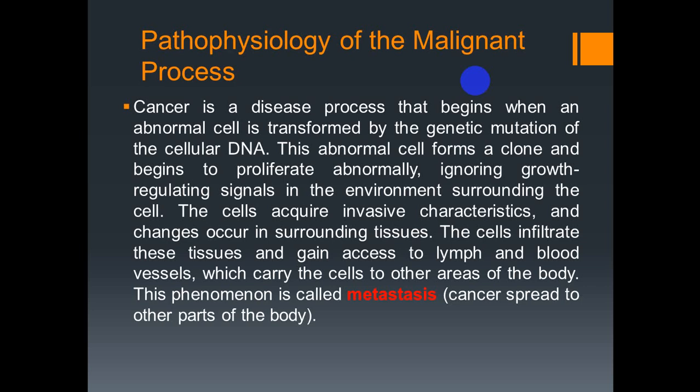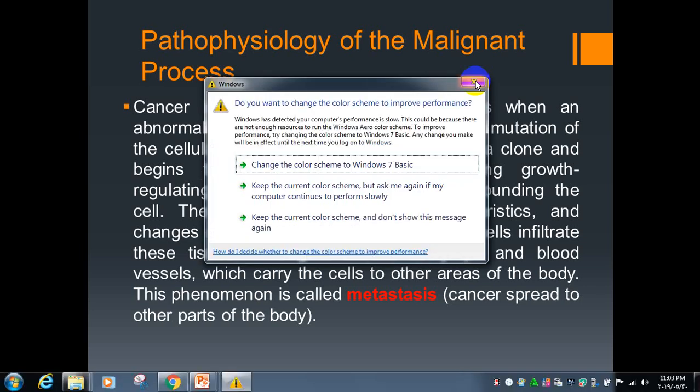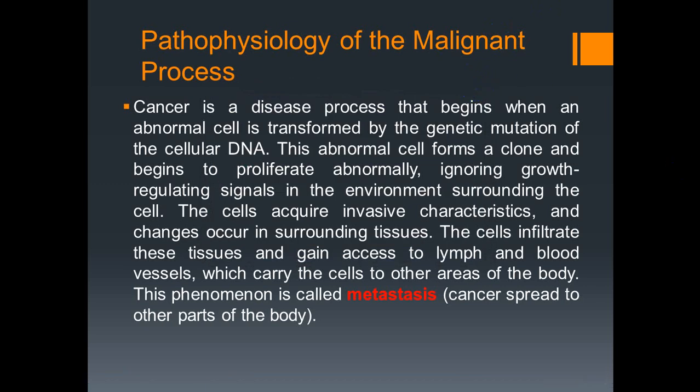This abnormal cell forms a clone and begins to proliferate abnormally. This genetic mutation gives a signal to the cells to proliferate abnormally, ignoring growth-regulating signals in the environment surrounding the cell.